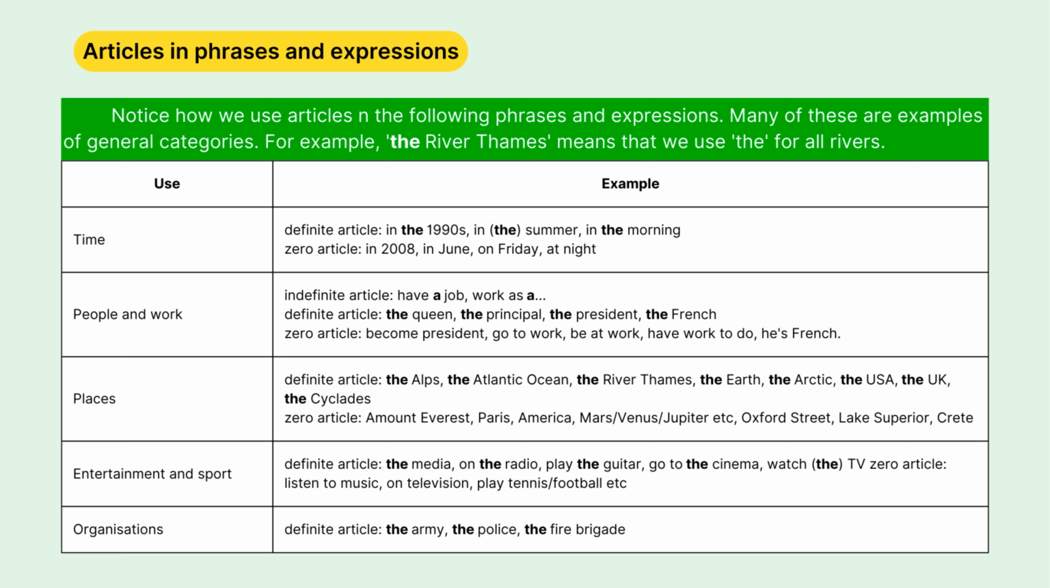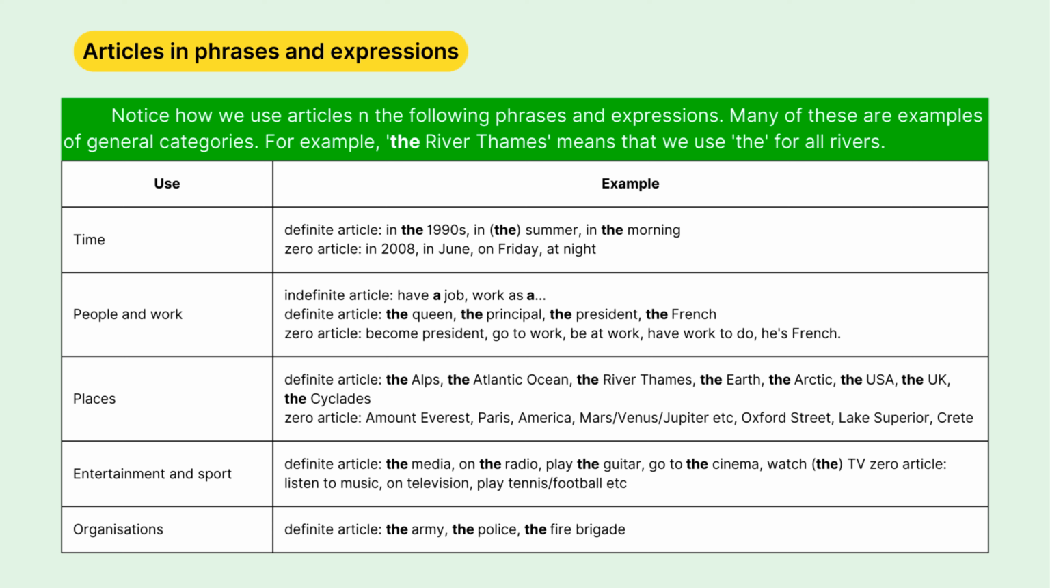Places. Example: definite article: the Alps, the Atlantic Ocean, the River Thames, the Earth, the Arctic, the USA, the UK, the Cyclades. Zero article: Mount Everest, Paris, America, Mars, Venus, Jupiter, Oxford Street, Lake Superior, Crete.